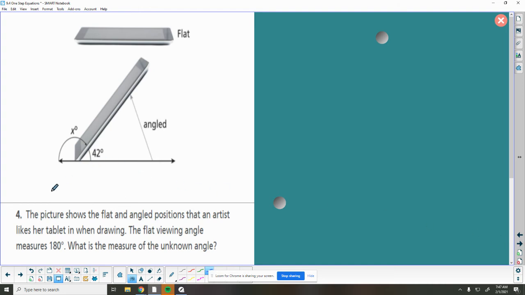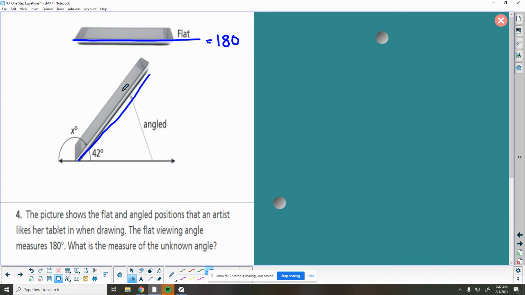Number 4 tells us that this picture shows the flat. So here's flat and the angled positions. An artist likes her tablet in when drawing. So she either likes it to be flat or she likes it at this 42 degrees behind the tablet. The flat viewing angle is 180 degrees. We've learned, right? A straight line, 180 degrees.